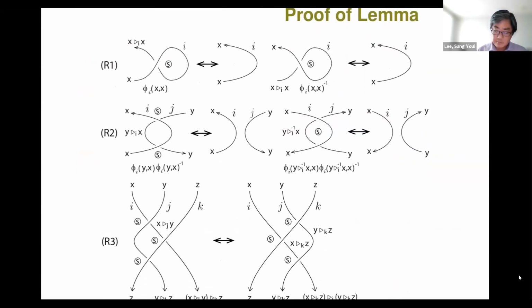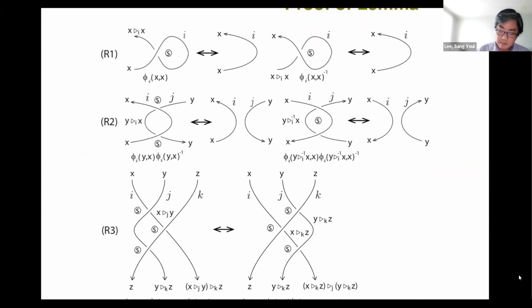And similarly, we can compute the weights of these two vertices. This is a source region, so the vertex weight is this one. And in this case, this is a source region, so the vertex weight is this one, but these are inverses of each other, so this is 1. So there is no contribution to the product of Boltzmann weights.